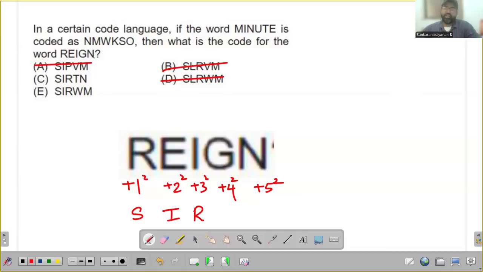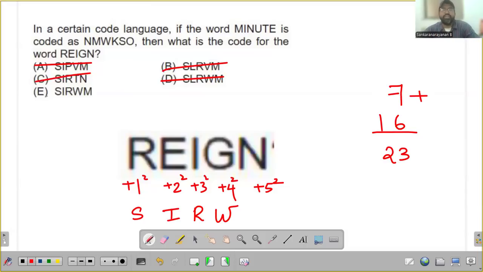The next one, G. G is E, F, G, 7. 7 plus 4 square is 16. You can see that 16 plus 7 is equal to 23. 23rd letter, you know what it is? T, U, V, W. So I should be able to spot SIRW. I can thus eliminate option C.